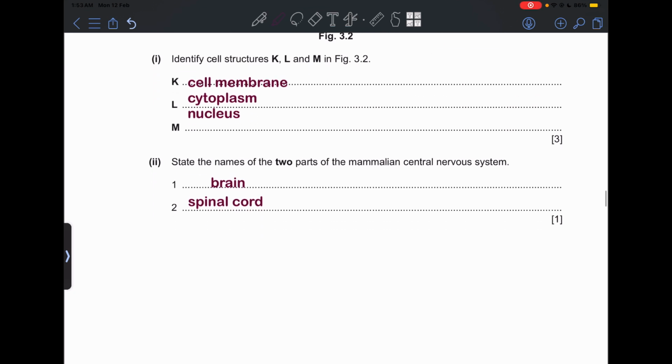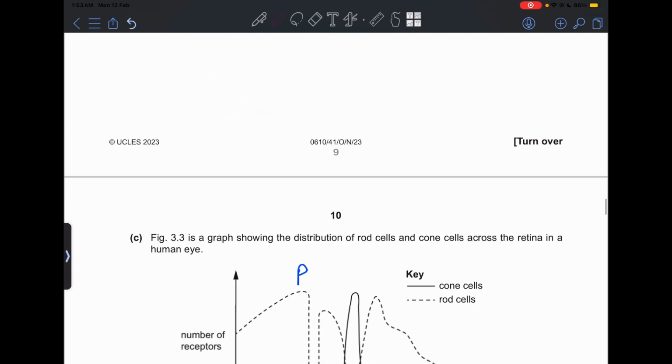And part ii says, state the names of the two parts of the mammalian central nervous system, the CNS, which is the brain and spinal cord.